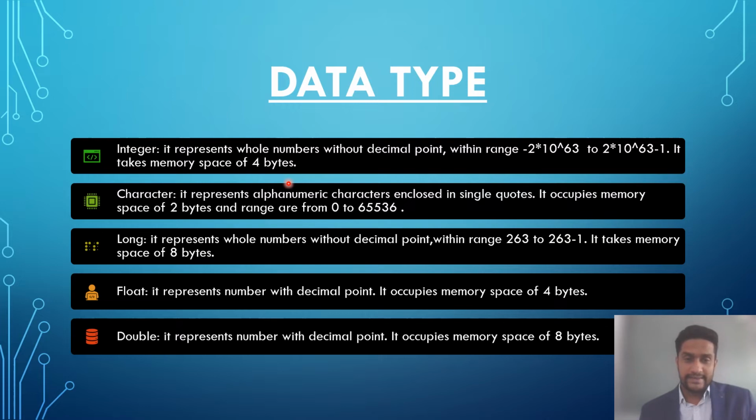Coming to the next, character. It represents alphanumerical characters enclosed in single quotes. It occupies memory space of 2 bytes and ranges from 0 to 65,536. So it represents the alphanumerical character.